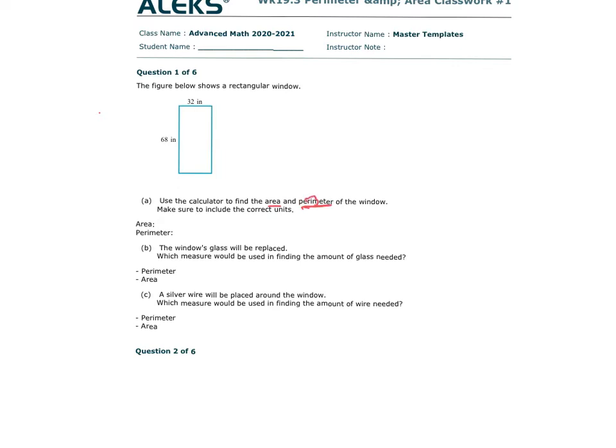Remember, perimeter is finding the rim, so we're finding the total length around the outside. So far we know 68 plus 32 is 100. So these two sides add up to 100. Well, here's another 32, and here's another 68. So what I have left is another 100. So 100 plus 100 is 200. And since we're measuring length, it's going to be 200 inches.